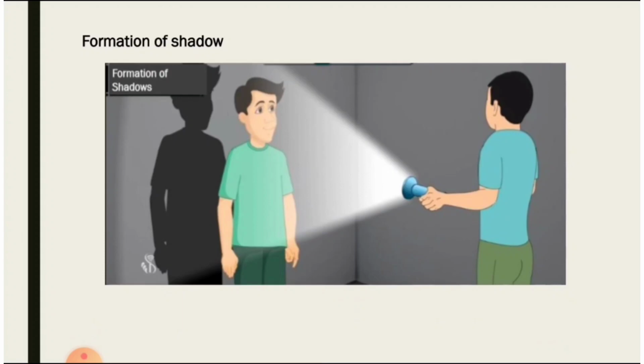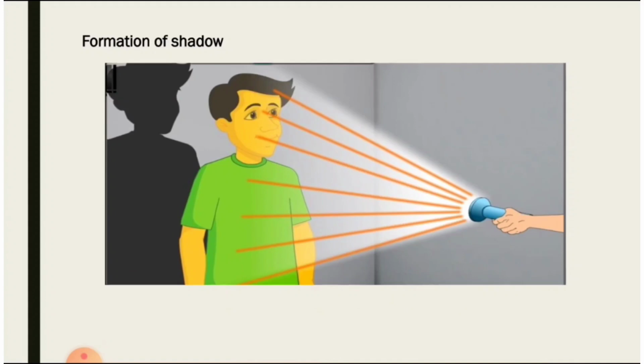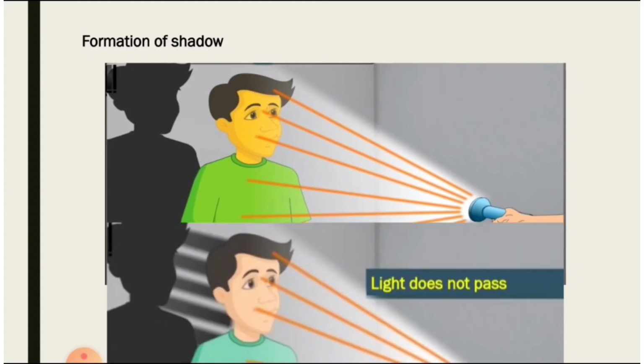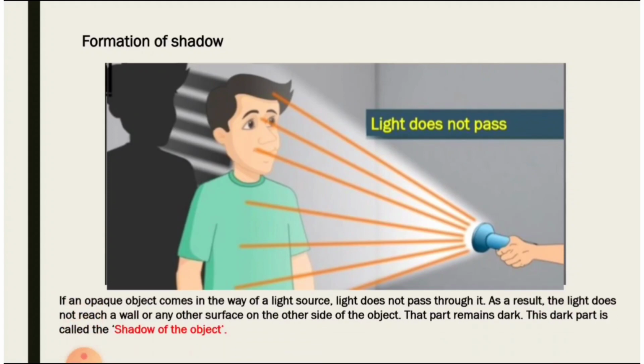Now, your friend is acting as an opaque object. Now, what is an opaque object? The object which does not allow the light to pass through it. So, the light does not reach a wall or any other surface on the other side of the object. So, that part remains dark. So, this dark part is called the shadow of the object.